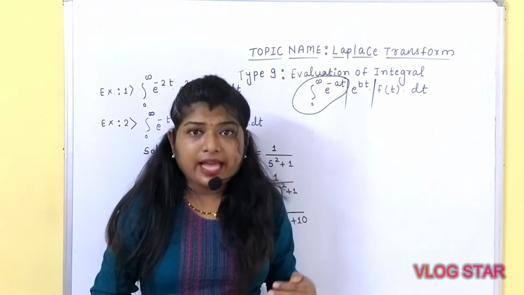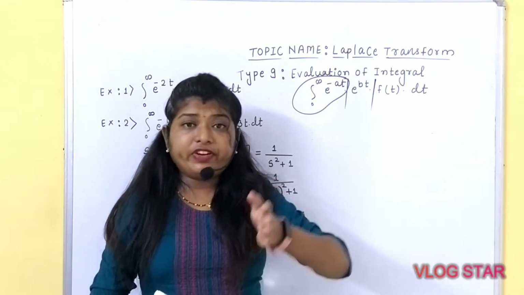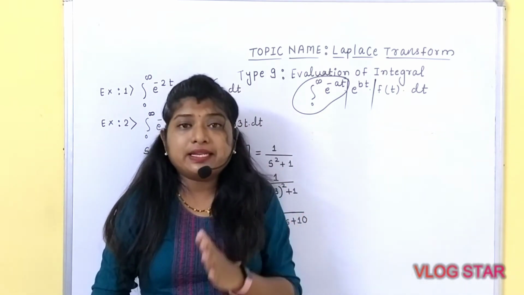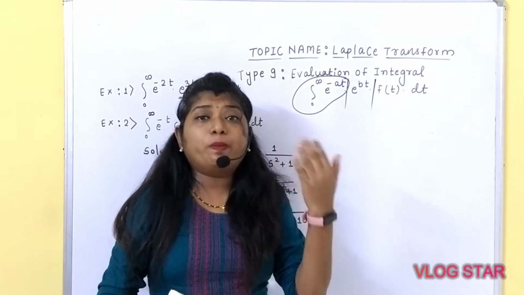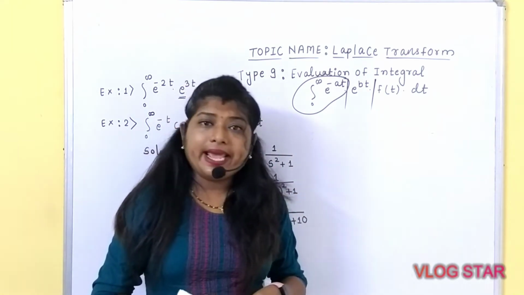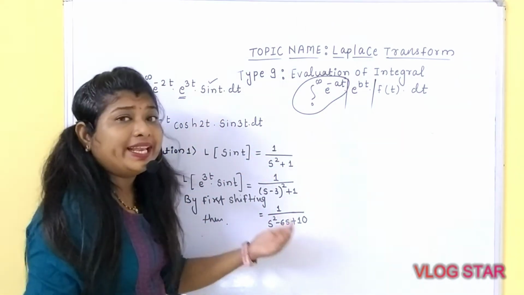Once you have done with that, then you need to apply the first shifting theorem. If it is e raised to at, you need to replace s by s minus a. If it is e raised to minus at, you have to replace s by s plus a. And then you have to substitute. What would be the next step?